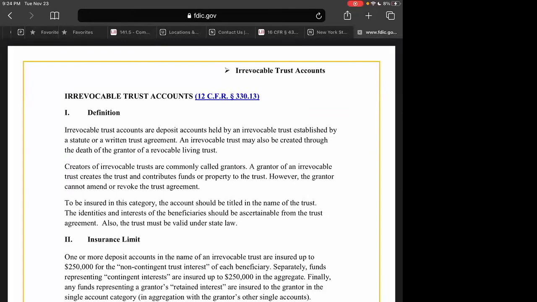An irrevocable trust may also be created through the death of a grantor of a revocable living trust. Okay. So for people who do have a revocable trust because they already established a trust, it's okay, because once the estate comes into play and the grantor dies, then it becomes an irrevocable trust. So in that aspect, you're all good. It's just for certain reasons, you may not want to have to go through all those extra steps. All right. Make your life easy.